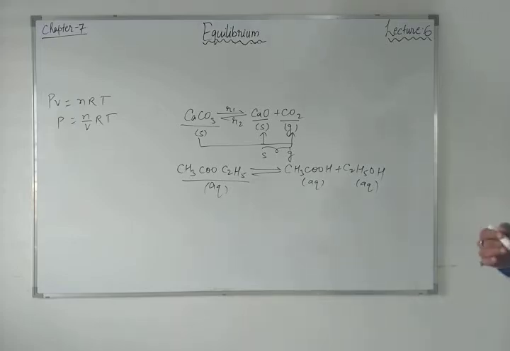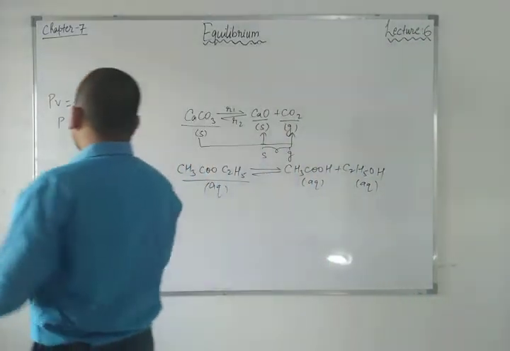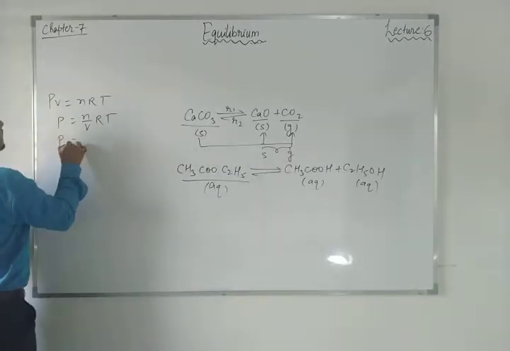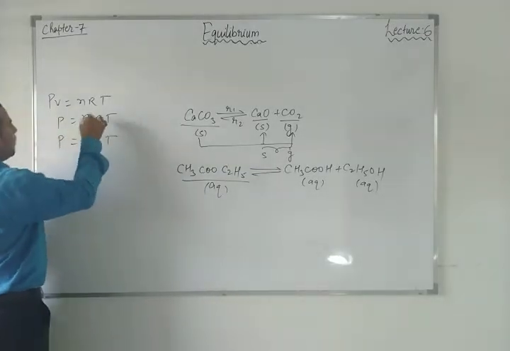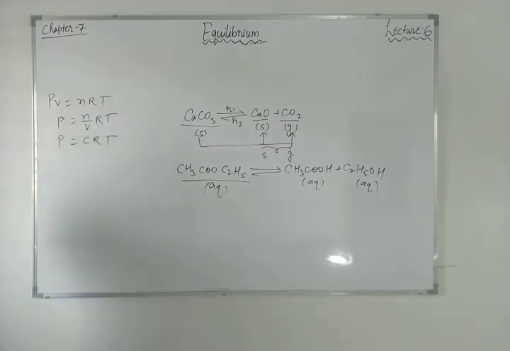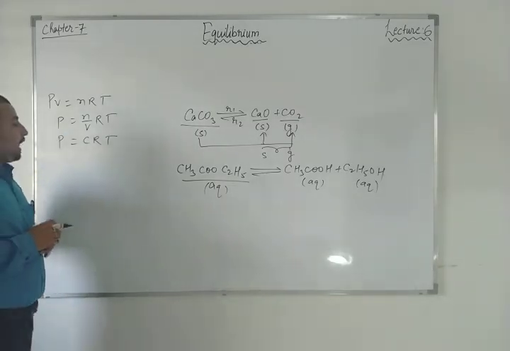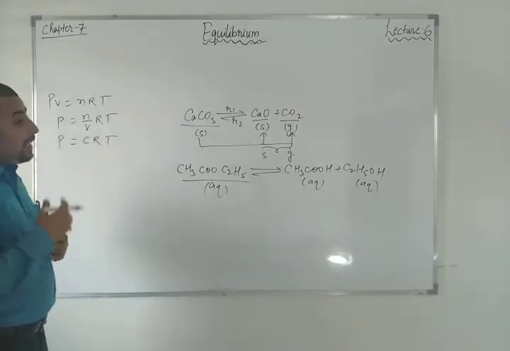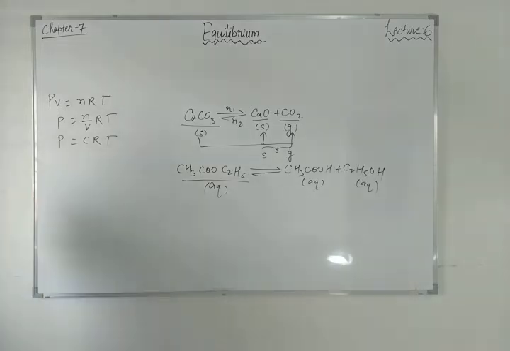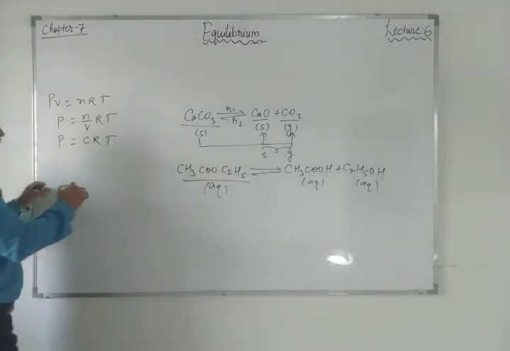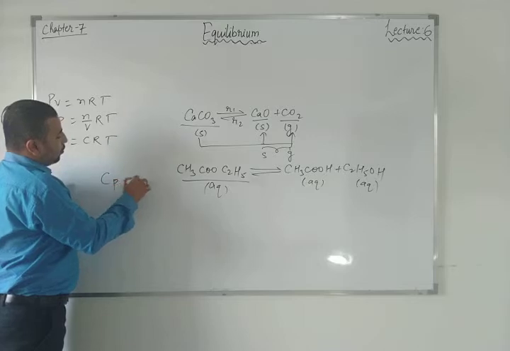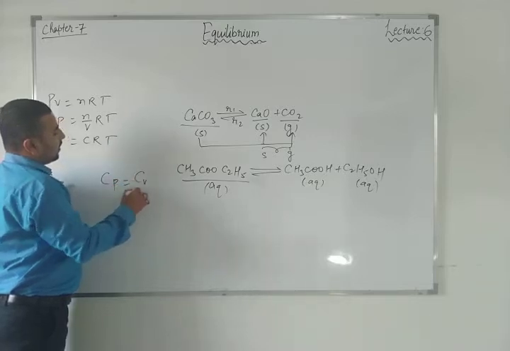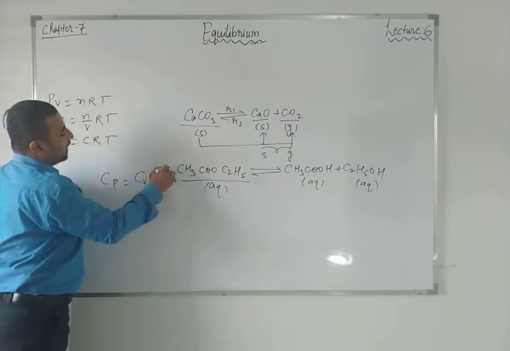So instead of n by V, we can write P is equal to CRT. This C is n by V, that is concentration, number of moles per volume. Right? Now, many times we have also discussed in the Cp and Cv relation, Cp is equal to Cv RT to the power delta Ng.